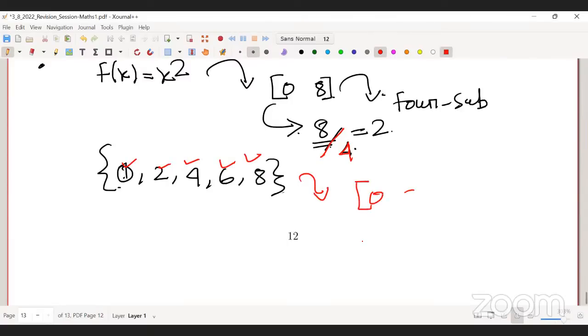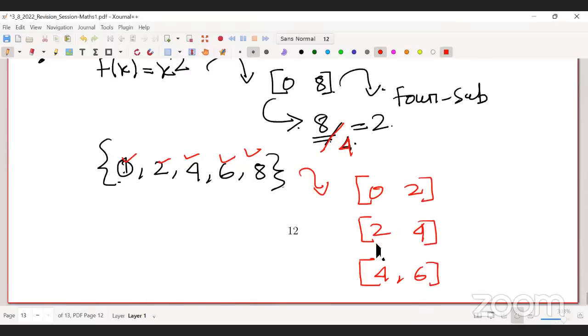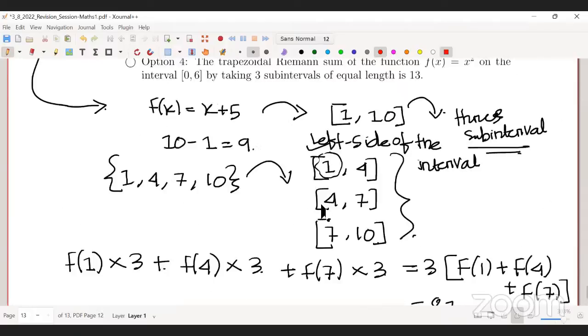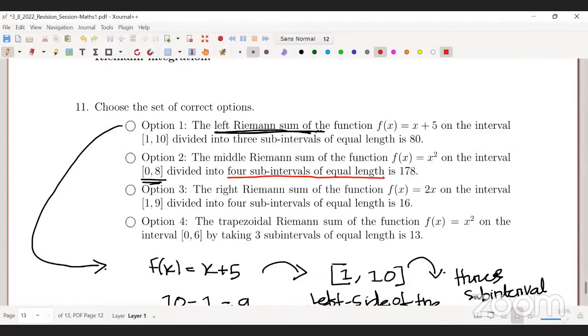Okay, 0, 2, 4, 4, 6, and then 6, 8. So now we have 4 subintervals, right? So the next thing is what we need to do. We need to compute the middle Riemann sum.